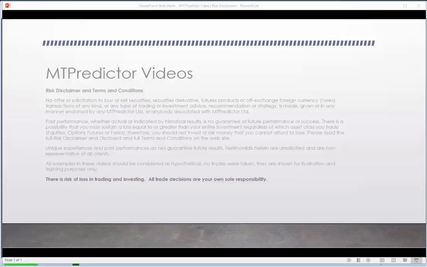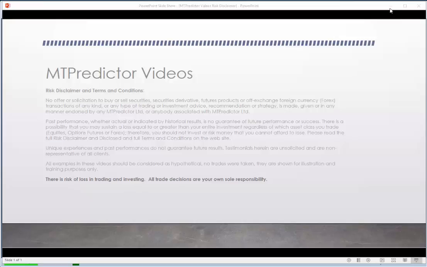But before we start, I'd like to have a look at our risk disclaimer as usual. I'd like to remind you that all examples in these videos should be considered as hypothetical. They were not trades that were actually taken in a live account. They're just shown for illustration and training purposes only. Also remind you all there's risk of loss in trading and investing. All trade decisions are your own sole responsibility. As professional traders, we all know that losses can and will and do happen. I'll just remind you of that again. Losses can and will and do happen when you're trading.